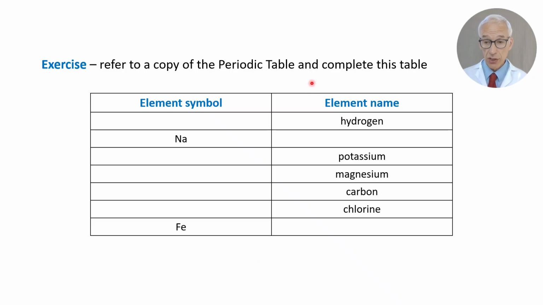Here's an exercise using the periodic table. Complete this data table, so the element symbol and element name. Come back to check when you've completed it. Okay, so capital H for hydrogen, sodium Na, capital K for potassium, capital M lowercase g for magnesium, capital C for carbon, capital C lowercase l for chlorine, and Fe is of course iron. All of those element symbols and names need to be known.